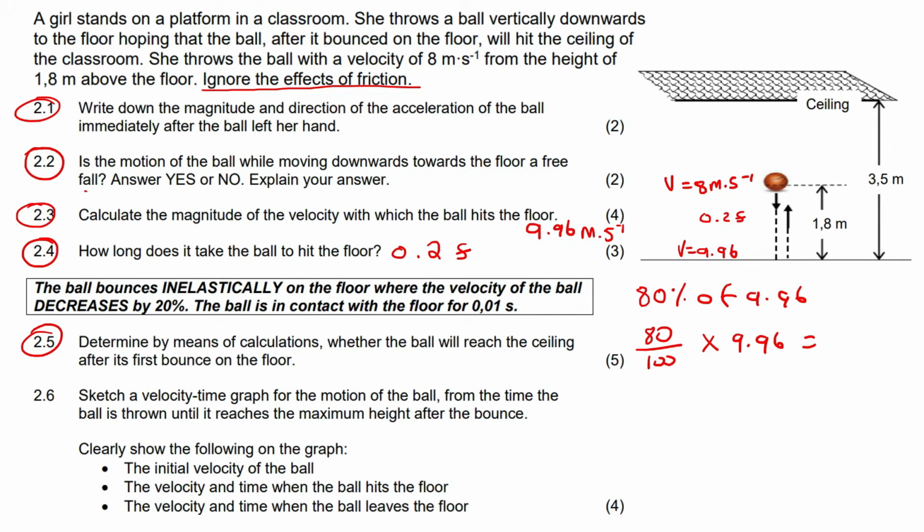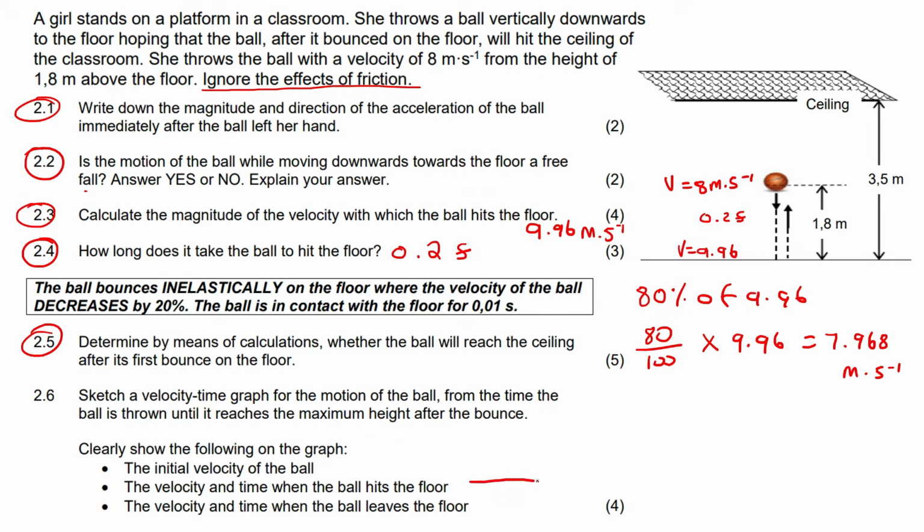So you should end up with 7. I'm going to keep all of these decimal places, 7.968 meters per second. So that is the velocity that the ball is going to leave. And as I said, you could have taken 20% of this number and then subtracted. That's all going to give you the same value at the end of the day. So that's the velocity that it leaves.